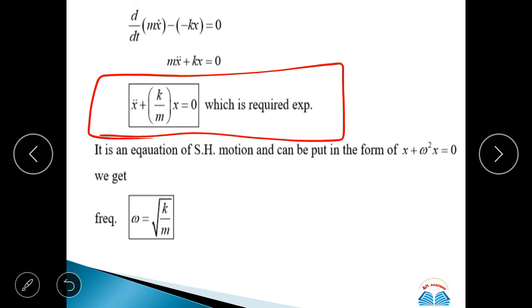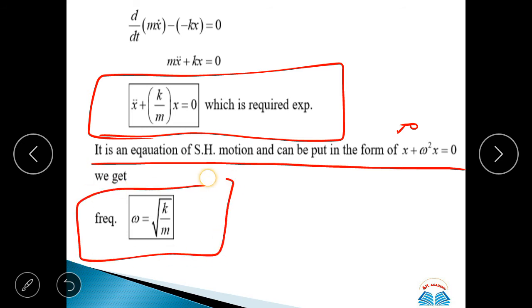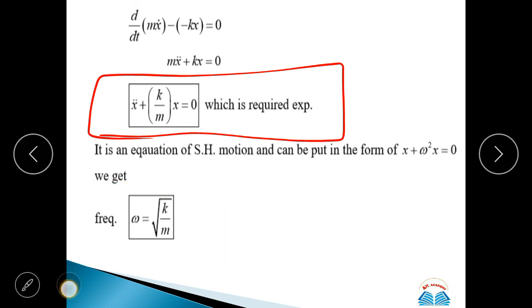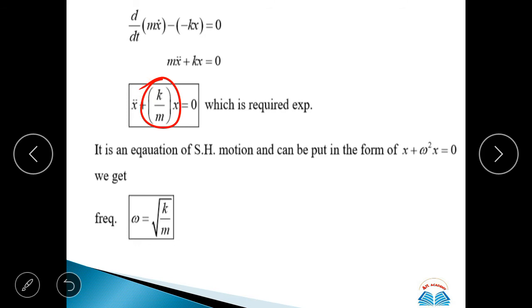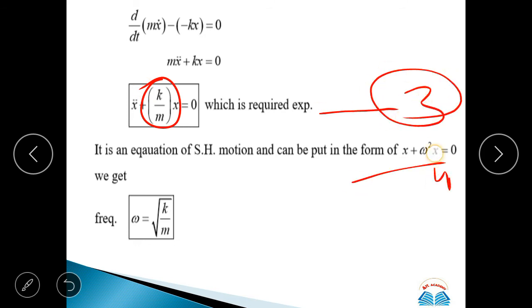It is an equation of simple harmonic motion and can be put in the form x double dot plus omega square x equals 0. And what we are getting here is the frequency of these oscillations, which is omega square. When we compare this equation and this equation, we get omega square equals k upon m.